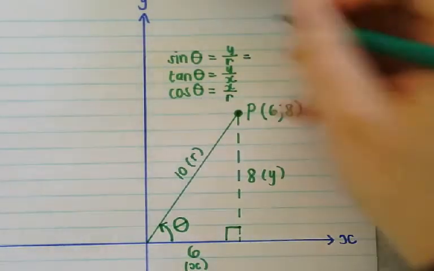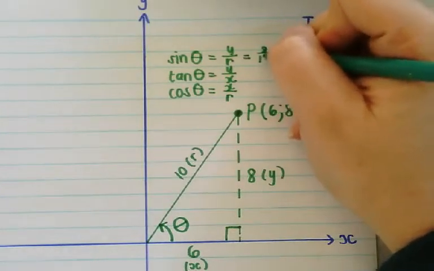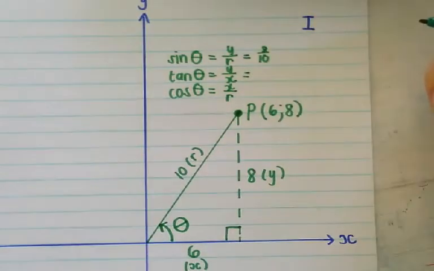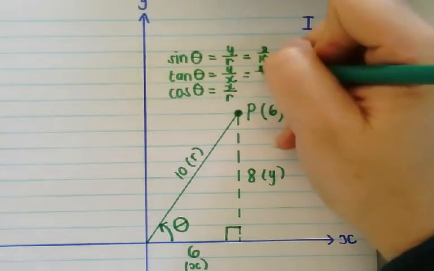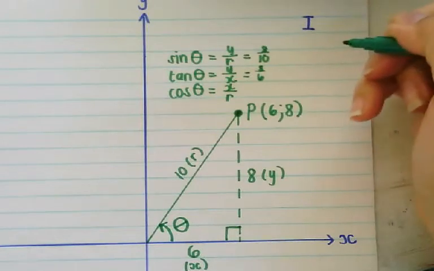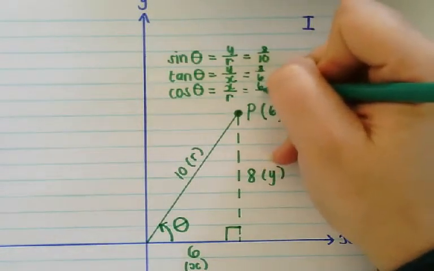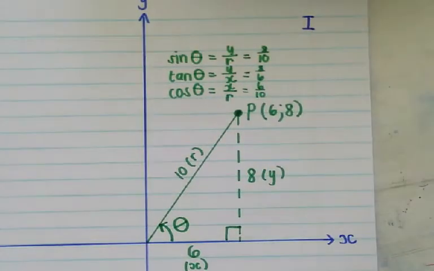So it would be 8 over 10, leave it in unsimplified form. 8 over 6 and 6 over 10. So 8 over 10, 8 over 6 and 6 over 10. Moving to my second quadrant.